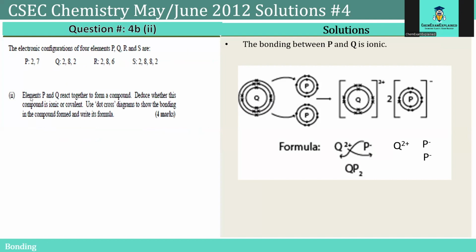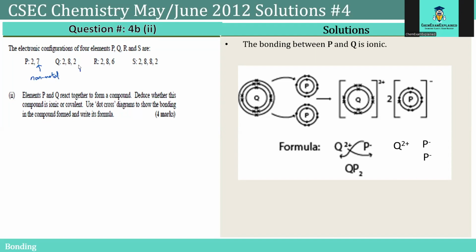B, Part 2. Elements P and Q react together to form a compound. Deduce whether the compound is ionic or covalent. Use dot cross diagrams to show the bonding in the compound formed and write its formula. Looking at P, we see that the number of electrons on the valence shell is 7. So this is in group 7. So it is a non-metal.